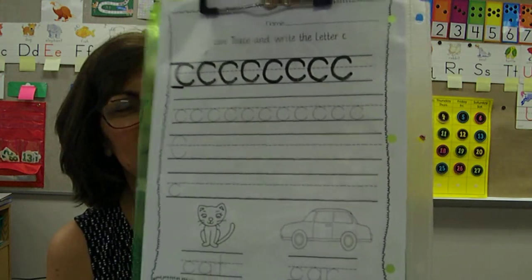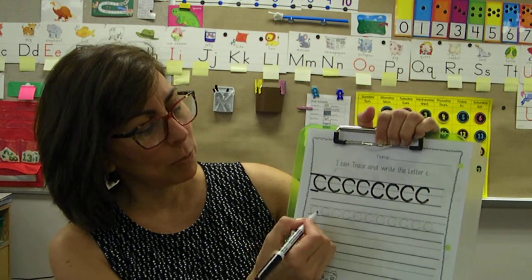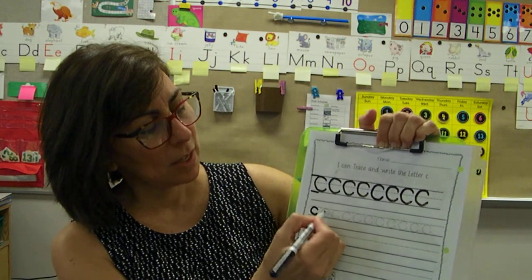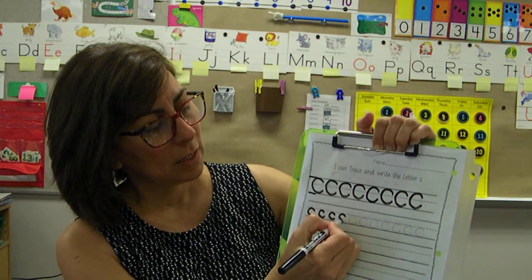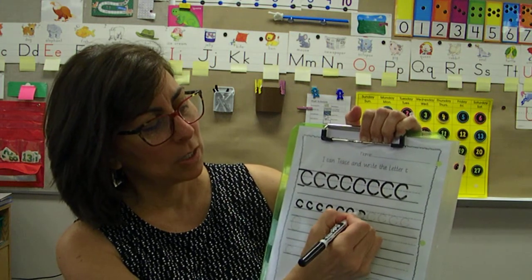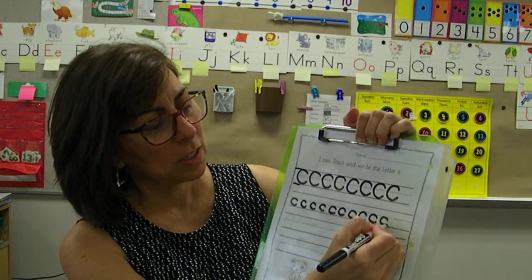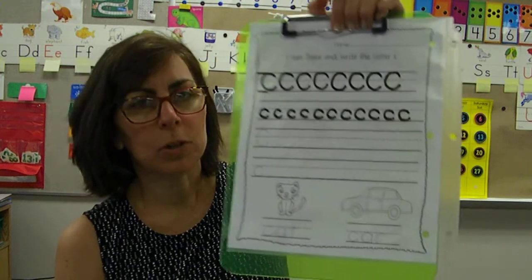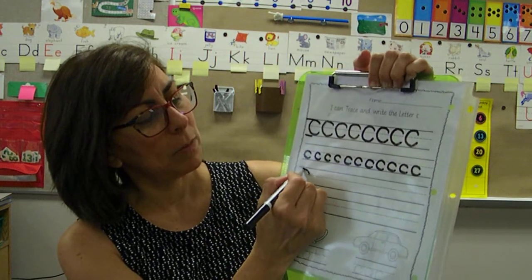That's good. Now on the small c, it starts at the middle line and it goes to the bottom. So here is the lowercase or small c. Lots of good practice on this page. I love these tracing sheets. And when you're through, you may write it without a guide down on the bottom.